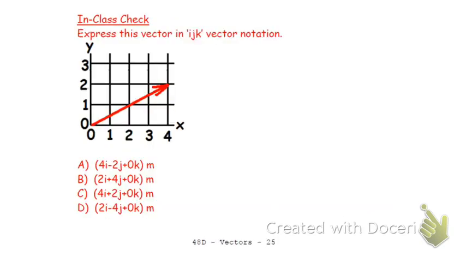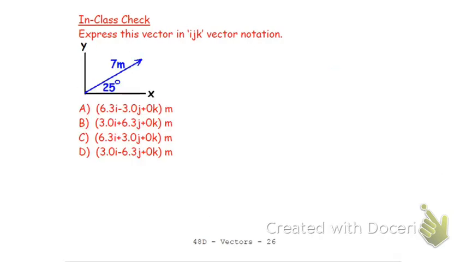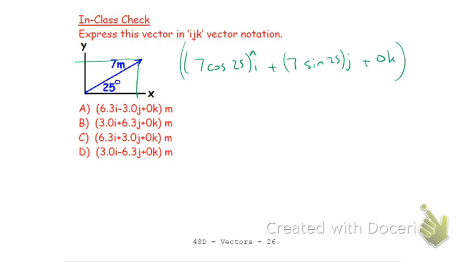So for this one, can you write me this down? It's going to be 4i plus 2j plus 0k. Piece of cake, isn't it? You can just see it. Just measure, measure, measure. Even this one, with practice, it's going to be 7 cosine 25i plus 7 sine 25j plus 0k. Don't forget units. I'm bad on this. It's got meters in, so don't forget your units.